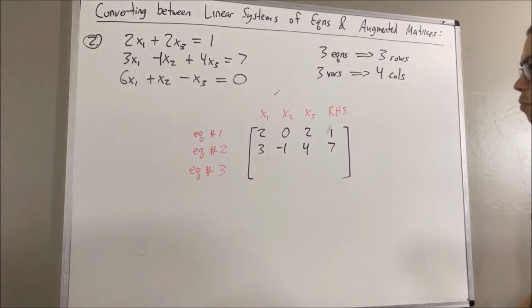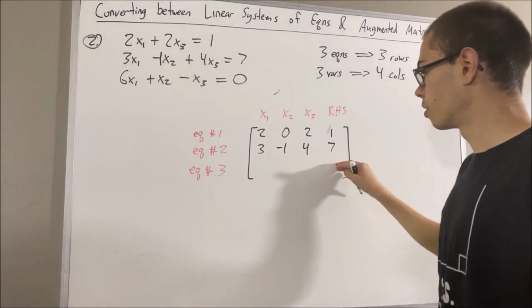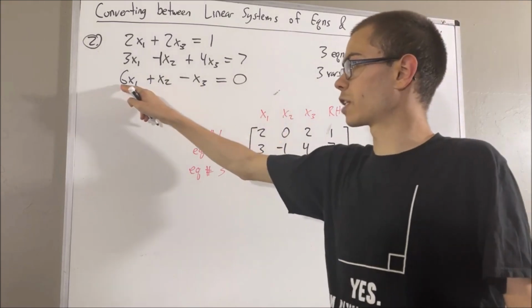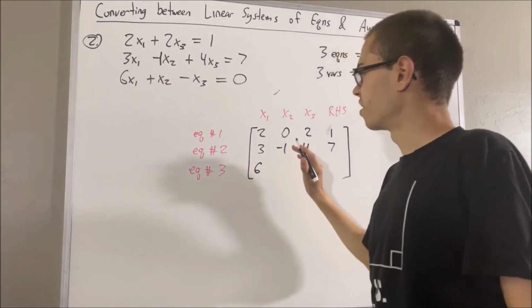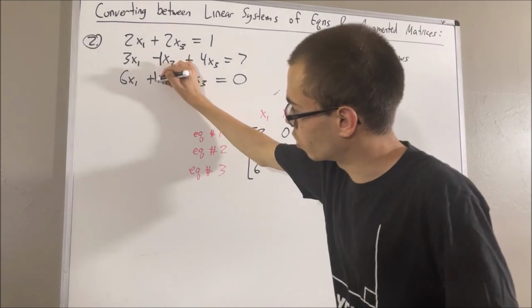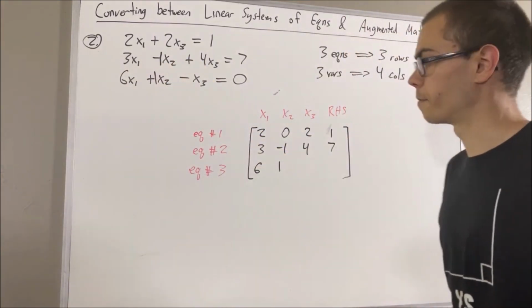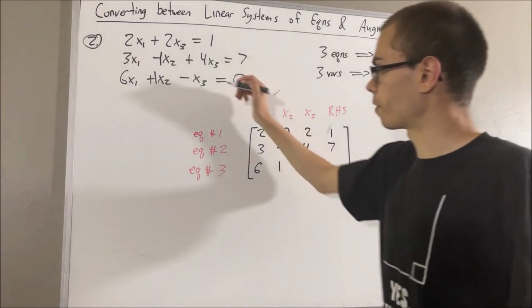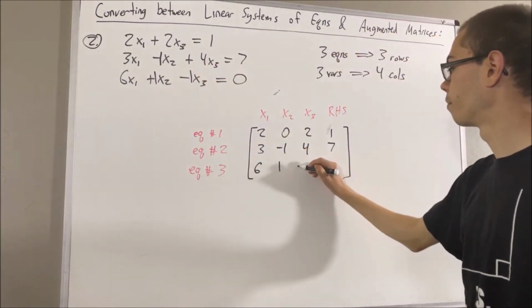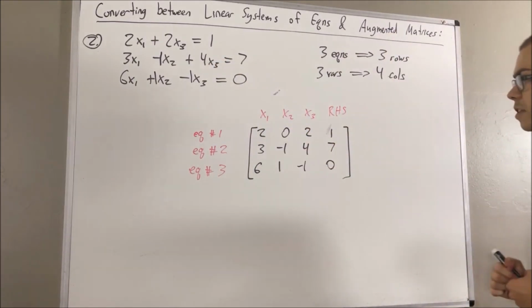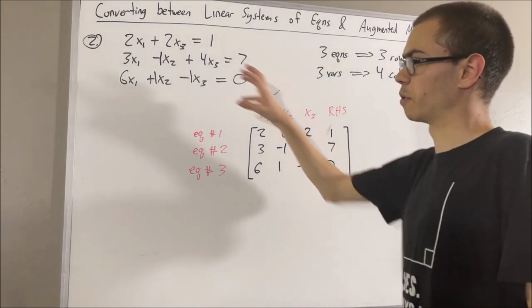Okay, now moving on to the final row, we're looking at our third equation. Right, so the coefficient in front of x1 is a 6. The coefficient in front of x2 in this case is a plus 1, right? Because again, there's a 1 there, so we have a coefficient of 1. The coefficient in front of x3 is a minus 1. And the number on the right-hand side is a 0. So this would be the augmented matrix for this system.